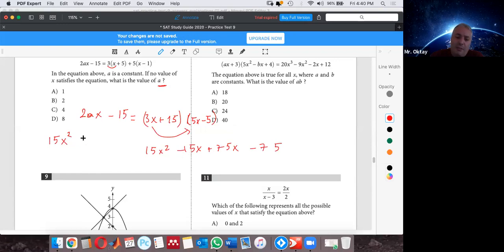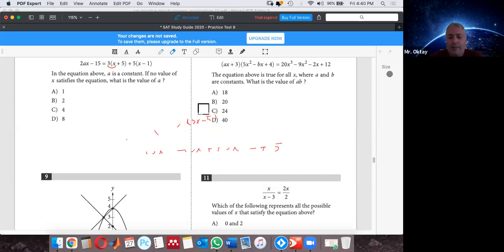75 minus 15 will be 60. 60x minus 75. Wow, it's interesting. So I couldn't do this. Let me change the way. It seems strange. Let me read the question in full.